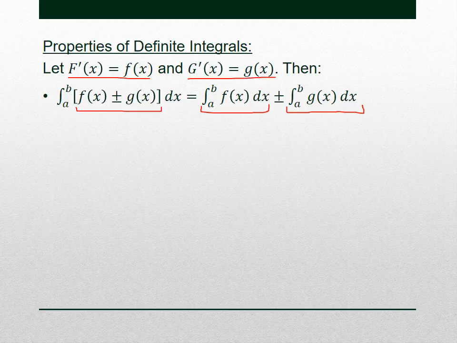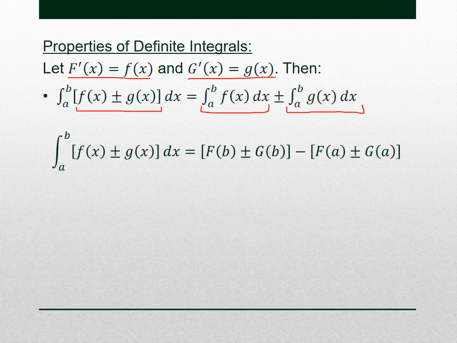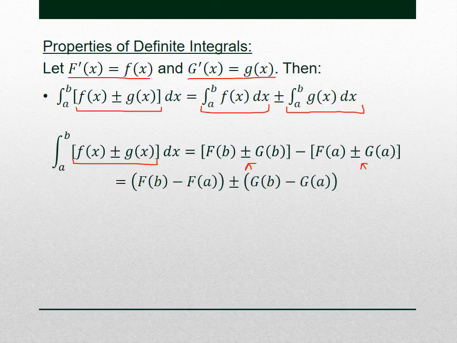Right, so that's the same property we saw with indefinite integrals, and here's the reasoning behind that in case you're interested. So by the fundamental theorem of calculus, we're going to take what's inside here, find the antiderivative, which would be F plus or minus G. We plug b into that, and then subtract plugging in a. And then by rearranging things, I can take this F of b minus this F of a and put that here. And then I pull this plus or minus sign out, and I get G of b minus G of a, and that goes here. So that's just rearranging things.